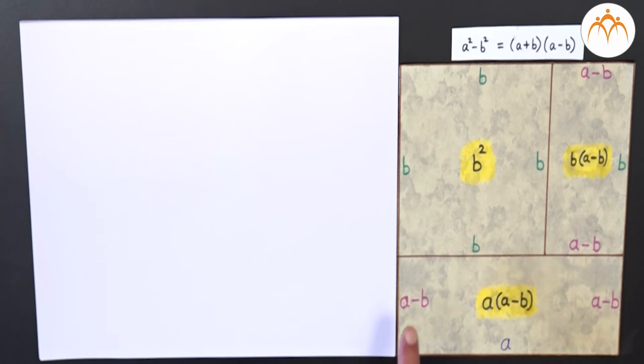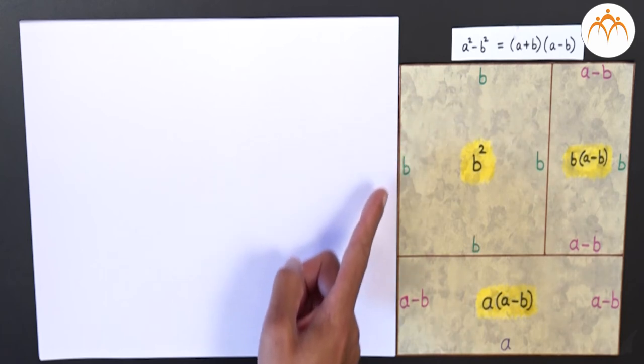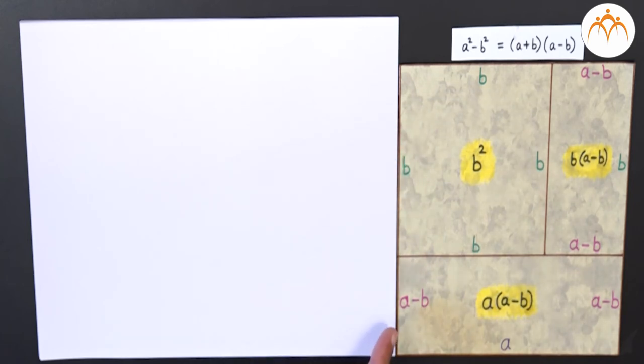Since these two are rectangles, their areas will be length into breadth. So, what is the breadth of this rectangle? As the total length is a and the side of this square is b, the remaining length will be a − b, correct? This length we know is a. So, the area of this rectangle is a into (a − b), correct?